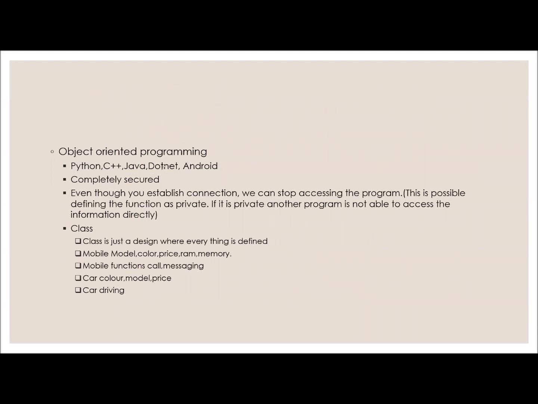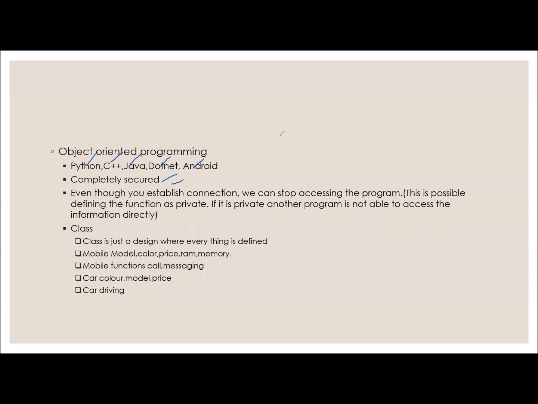What are examples of object oriented programming? Python, C++, Java, .NET, Android. Even though I am listing Python under the object-oriented programming category, as we have already discussed, we can also implement procedure-oriented techniques. But for the time being, we are including Python in object-oriented programming. As we already discussed, it is completely secure.